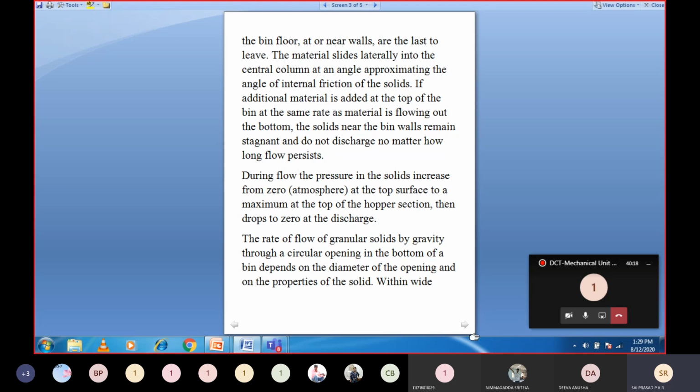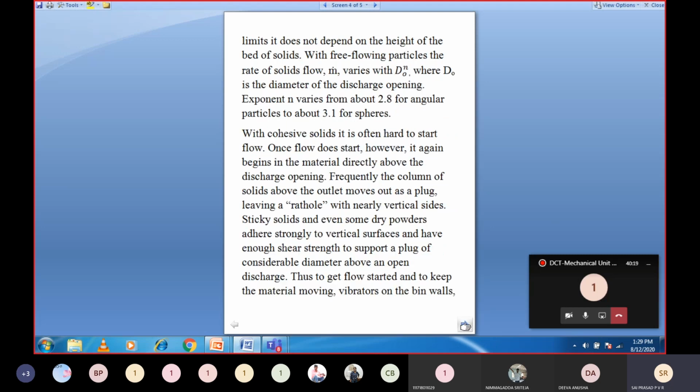Within a wide limit, the flow does not depend on the height of the bed of solids. So the height of the bed is immaterial. It mainly depends upon the properties of the solids and the diameter of the opening.